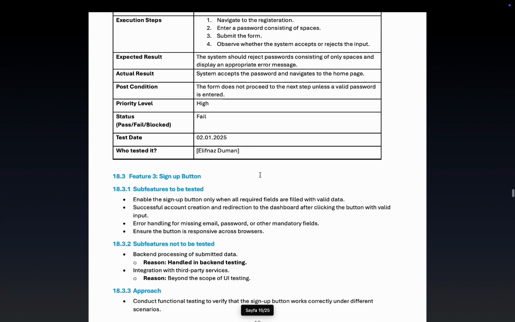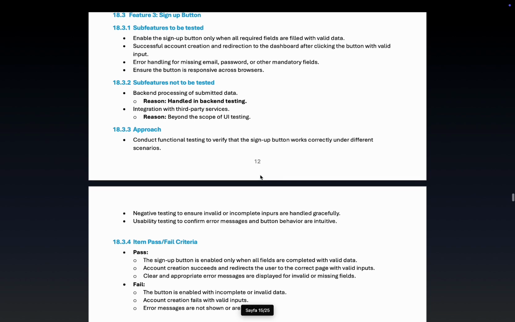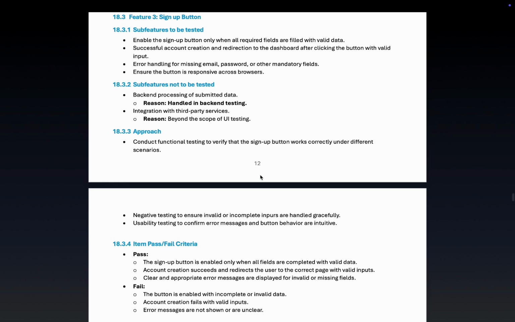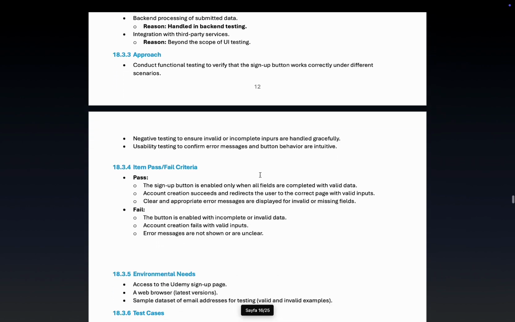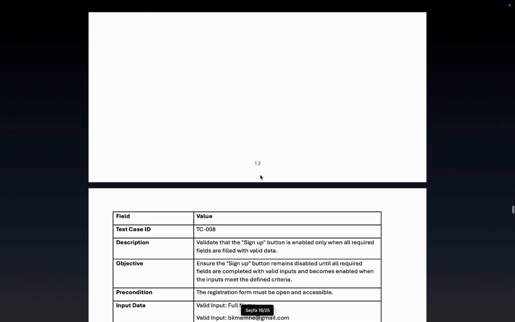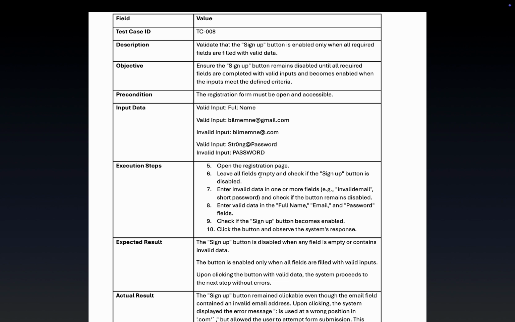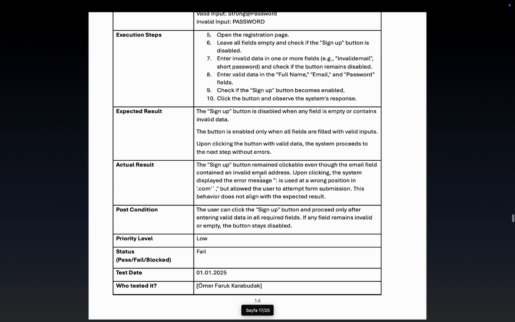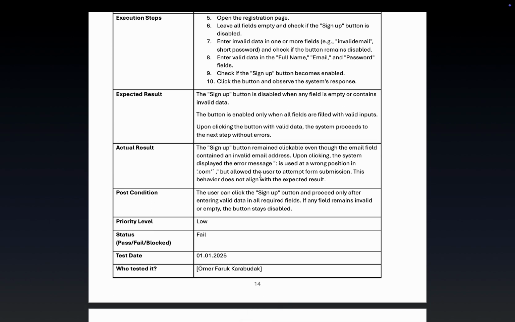I will discuss the next features and their test cases: the sign up button, promotional email checkbox, and the username field. The sign up button, we are ensuring the button is enabled only with valid inputs, creates an account successfully, and shows errors if mandatory fields are missing. Test case 8, button enabled only when fields are valid. The objective is the button stays disabled until all required fields are properly filled. The status is fail. The button remains clickable even with an invalid email.